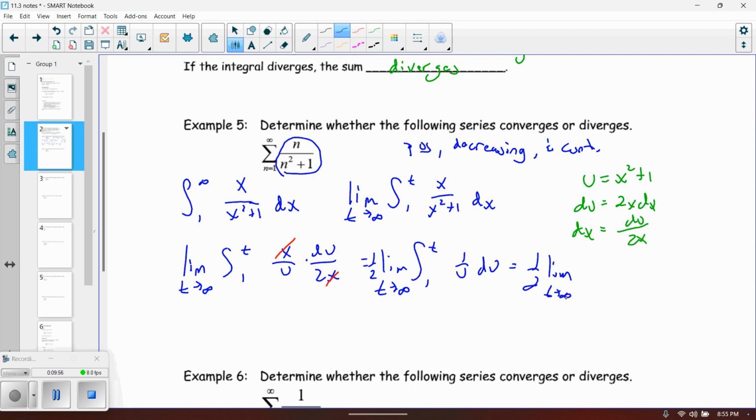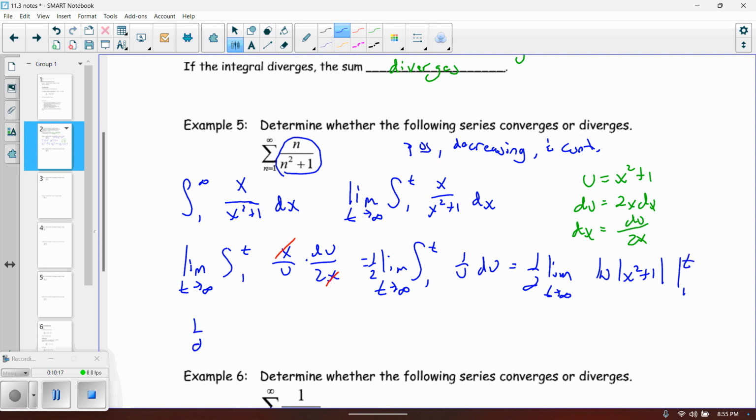The limit as t goes to infinity. The antiderivative of 1 over u is the natural log of the absolute value of u. But u here is x squared plus 1. Technically, because x squared plus 1 is always positive, I don't really need the absolute value, but I'm going to leave it just to be safe. And I'll evaluate that from 1 to t.